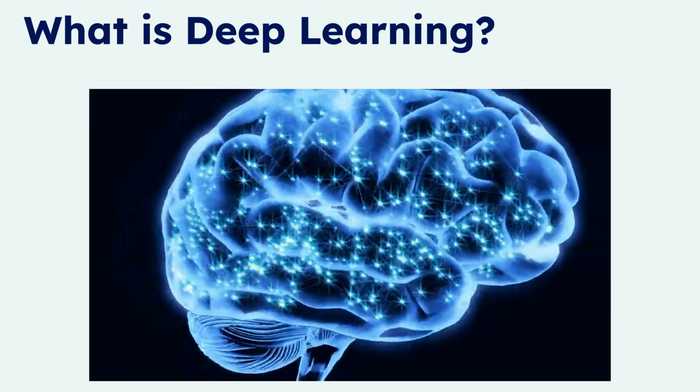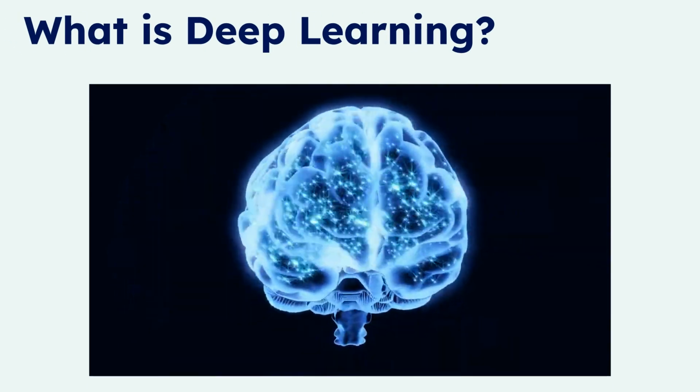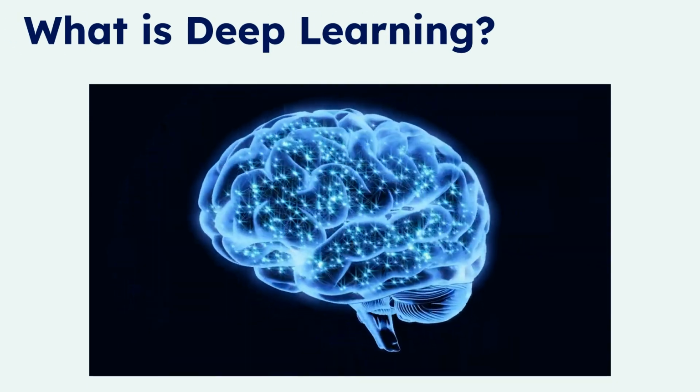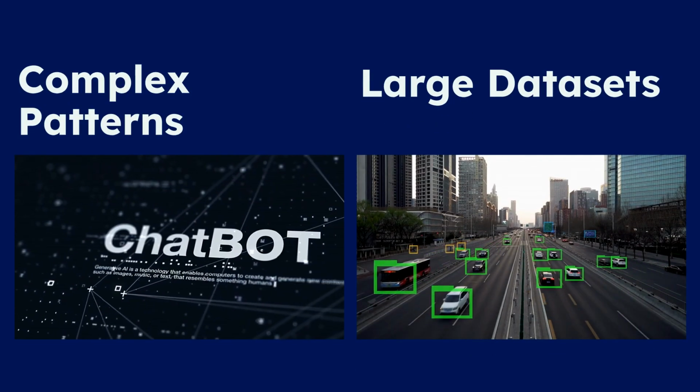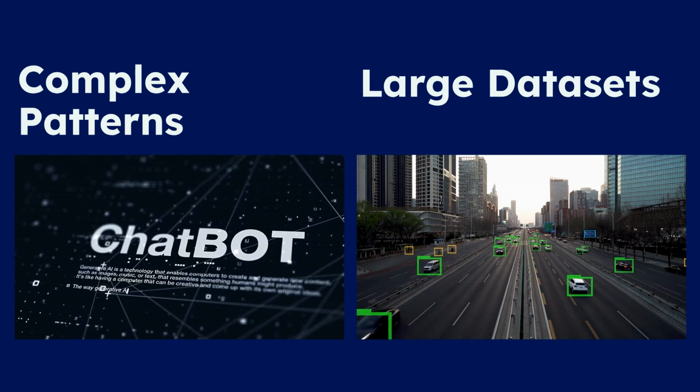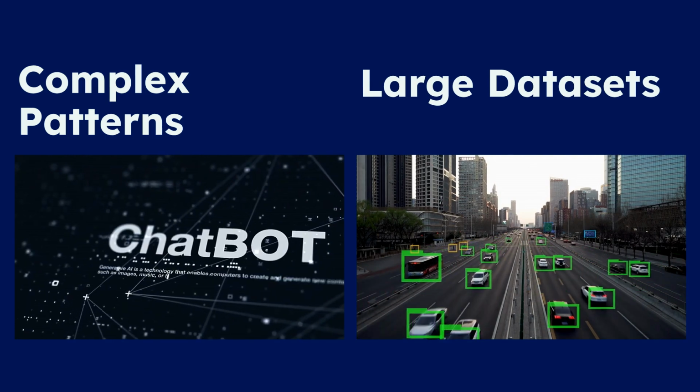Deep learning is a powerful technique where machines learn from data using neural networks, systems inspired by the human brain. Deep learning excels because it handles complex patterns, large data sets, and delivers state-of-the-art results, especially in image, text, and prediction tasks. Now, let's introduce the tool that will make deep learning accessible, H2O.